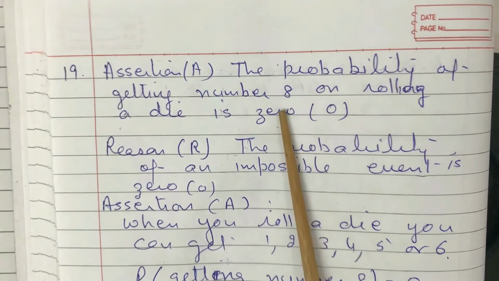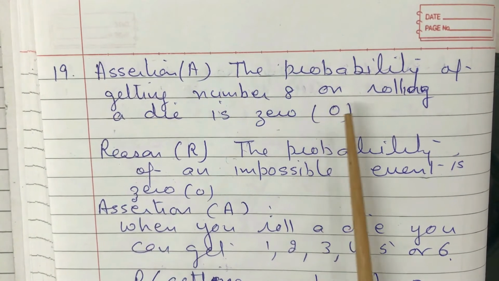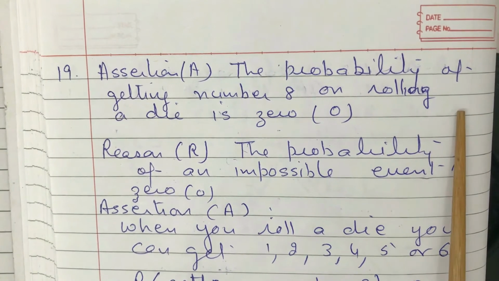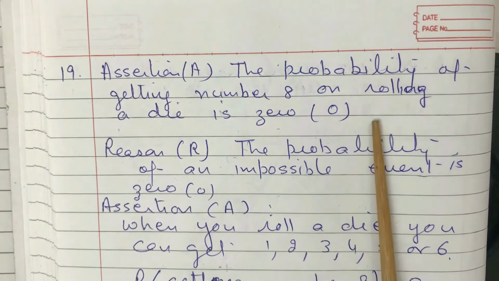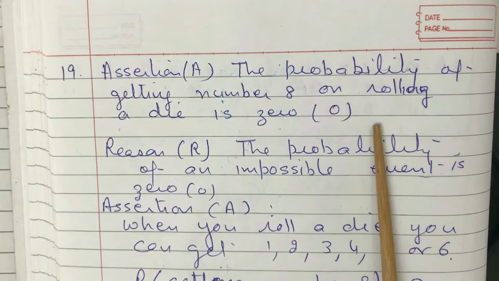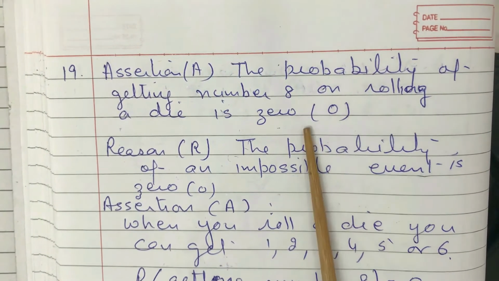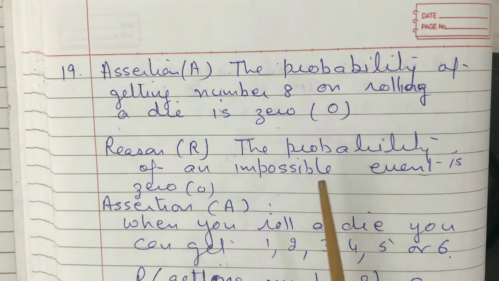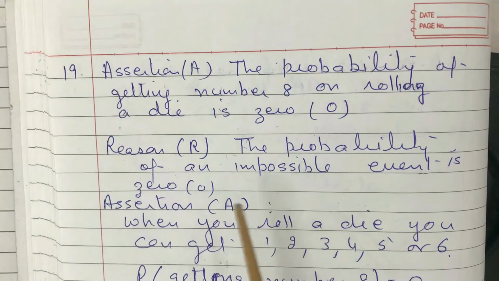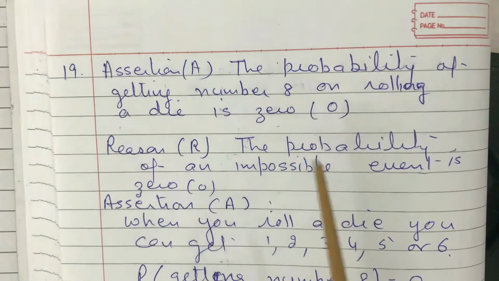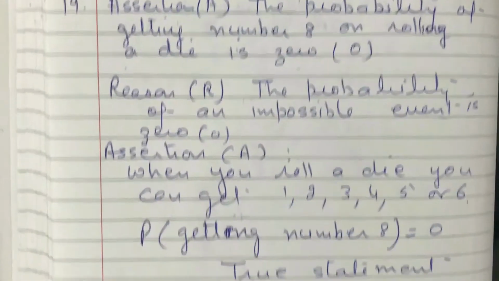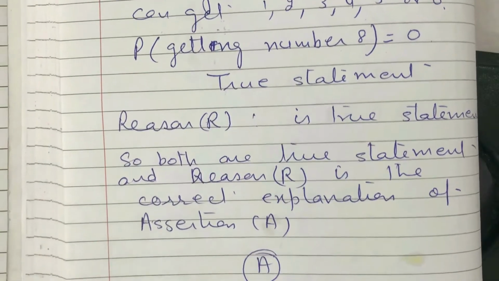Because when we roll a die, we will get number 1, 2, 3, 4, 5 or 6. There is no 8 over there. So the probability of getting 8 is 0 because that is an impossible event. So both are true statements and reason R is a correct explanation of assertion A. So A is the option, and this is what I have written here.